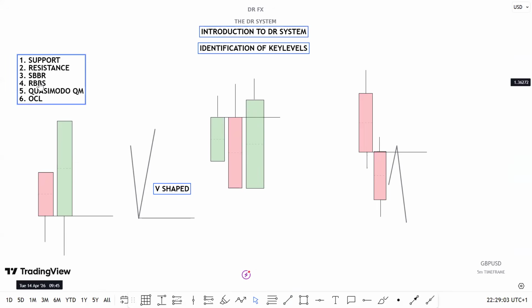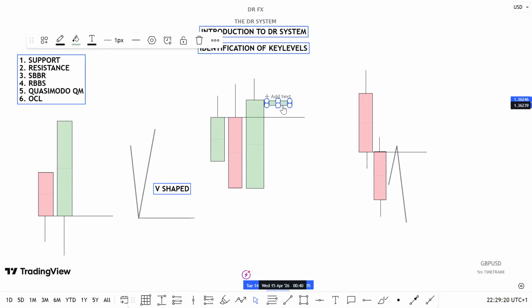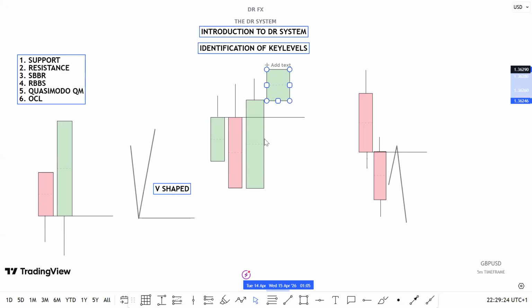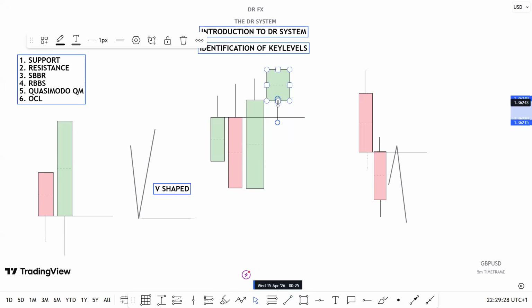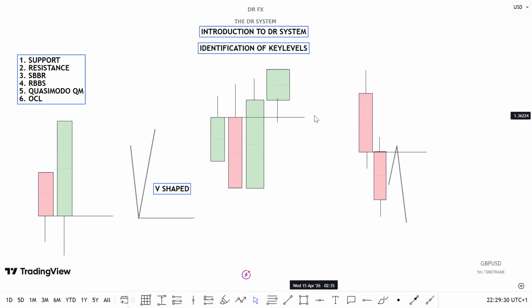Number 4, RBBS. Resistance break becomes support. Meaning, instead of using this for a sell, now we are going to be using it for a buy. And we are not going to change where we marked. We are going to use the same place we marked. Then we'll be expecting the market to drop into this key level and then reject. This time around, you can see that the market respected this one. It's going to reject it, and the market is going to move toward the upside.